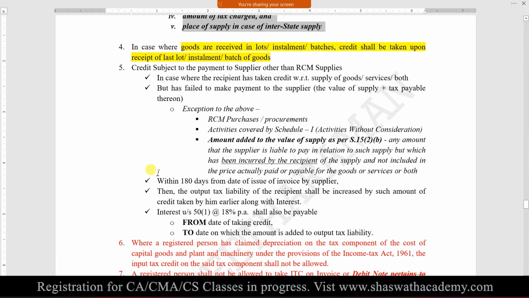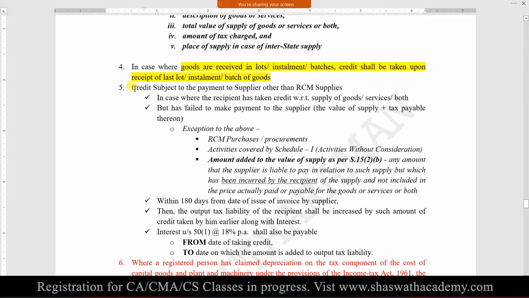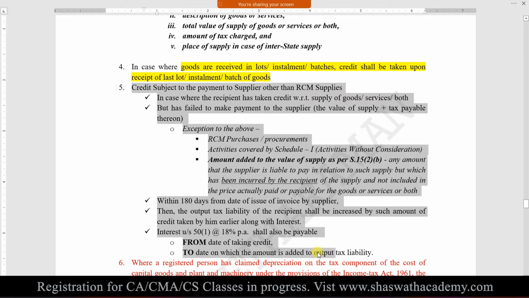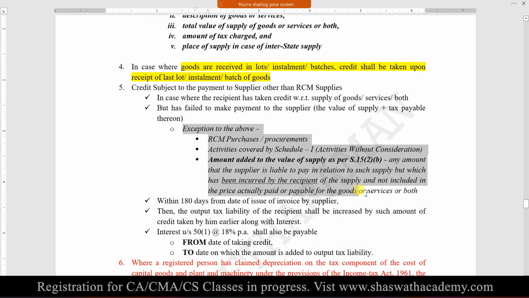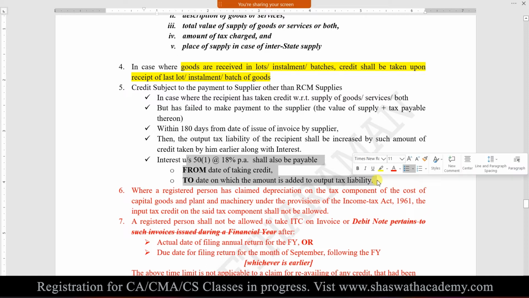And the next one is, if creditors are not paid within 180 days. The 4th point is already covered, so I am going to the 5th point. If the creditors are not paid within 180 days, you will not be entitled for the credit. You will be asked to reverse along with the interest at the rate of 18% from the date of taking credit to the date of adding it to the output tax liability. It's cruel, and it is still enforceable by the law.